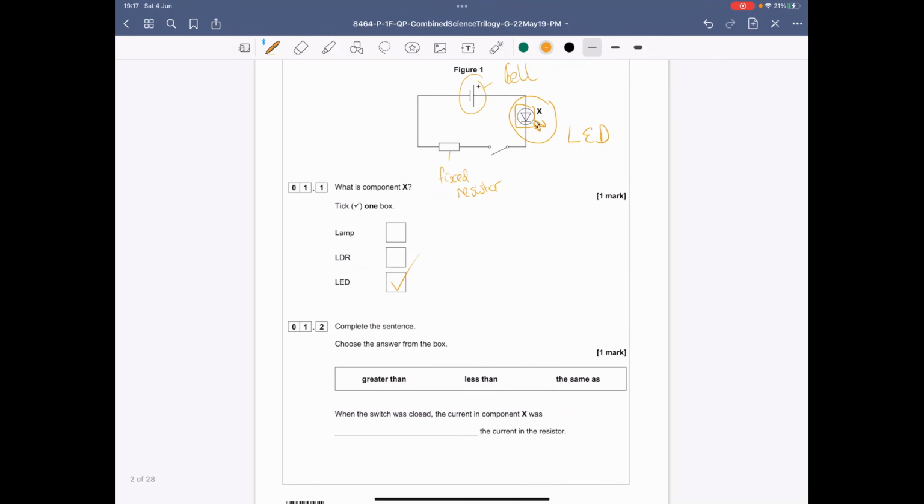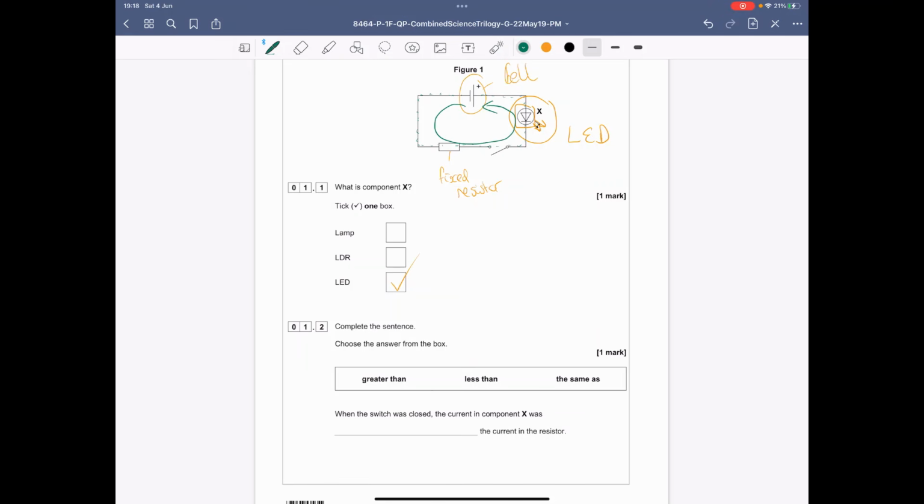Complete the sentence then. When the switch is closed, the current in component X was blank the current in the resistor. Well, what you need to remember is current is the flow of electrons that go round a circuit. As the electrons flow round, they are delivering the charge to the component, which is the energy that it gives off. Now the electrons, the current, are not used up themselves. They are constantly just going round and round.